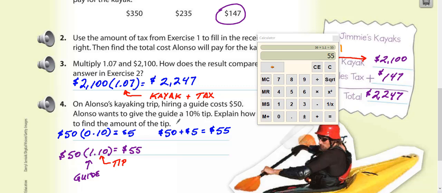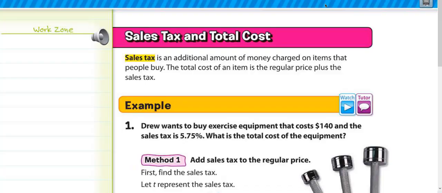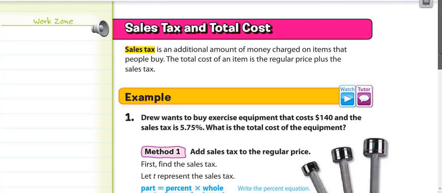Notice that that saves us the step of adding here. We're actually adding them together right there instead of multiplying it out and then adding it to the original. So let's go to the next page and look at a couple of examples.